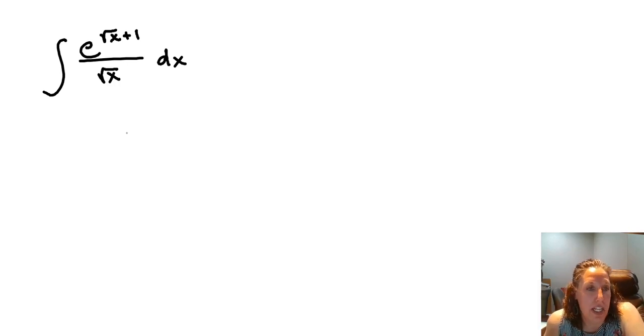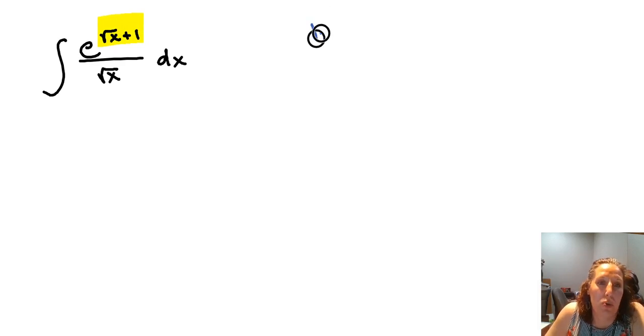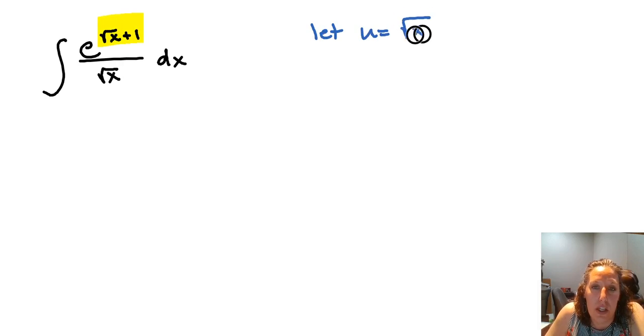Hello, in this video we're going to take a look at a couple more examples of substitution. So our first example, we have the integral of e raised to the square root of x plus 1, all over the square root of x dx. If we were taking a derivative of this, we would need to use the chain rule because of this exponent, and so that's what we are going to let our u substitute in for. So our u is going to be the square root of x plus 1.